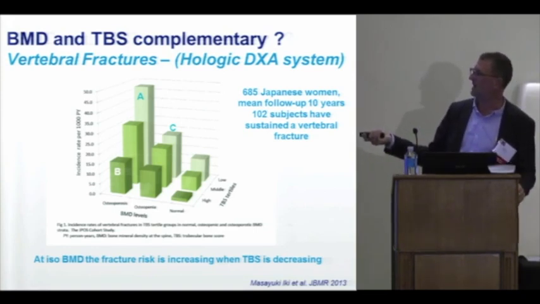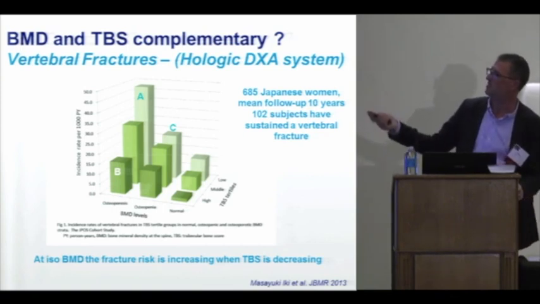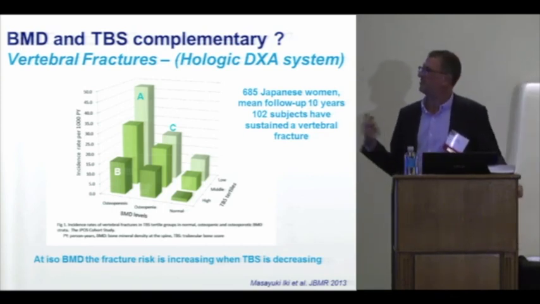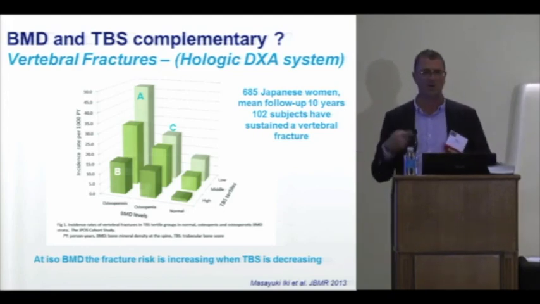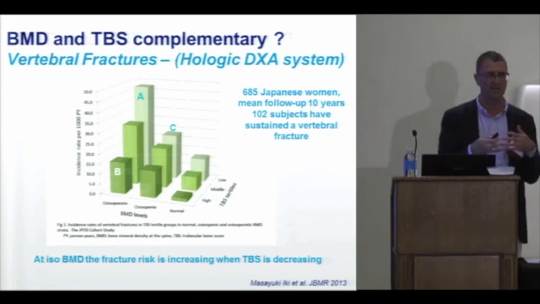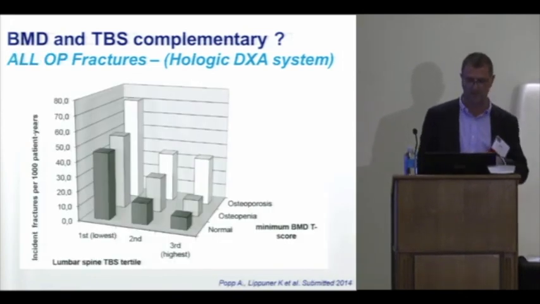But the same thing, you combine, you just reverse TBS here, BMD here. When you combine, you have almost 50% more incident fractures per 1,000 women-years compared to the other one alone. So again, you have a combination. The combination improves and decreases the overlap between fracture and non-fracture.